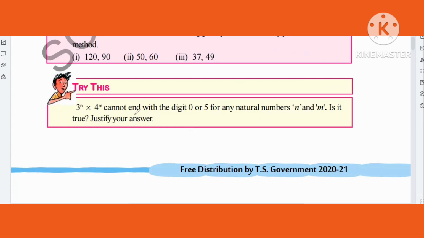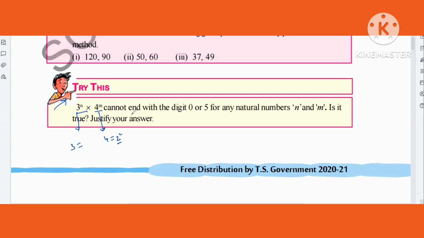So here, one more question is also given. Try this. Can 3 power n and 4 power m end with the digits 0 and 5 for any natural numbers n and m? Is it true? So already I told you, if in the prime factorization you have 2 and 5, then that will end with 0. And you can tell that in the prime factorization of 3, there is no pair of 2 and 5. And 4 also you can write only as 2 square. Yes, and there is no pair of 3 and 5. That's why this will never end with 0. Okay.